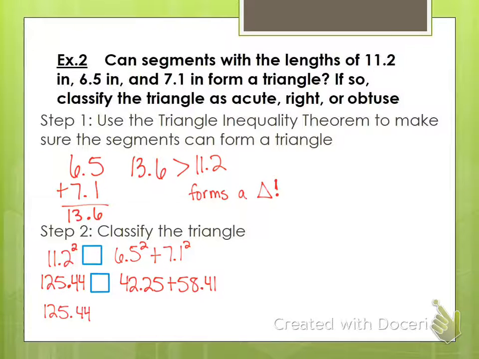If I add 42.25 to 58.41, what do I get? 100.66. Okay. All right, so how do these compare? C squared is greater than, which makes this obtuse. Do we see why I'm not a fan of using an equal sign? We'll use a little blank space or a box or something. Questions on example 2?